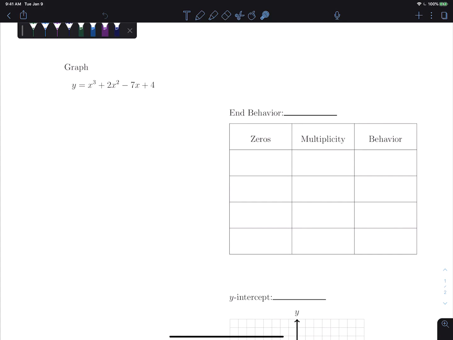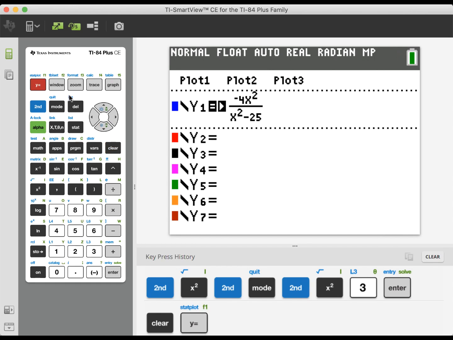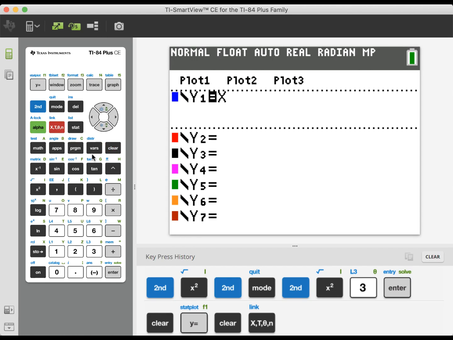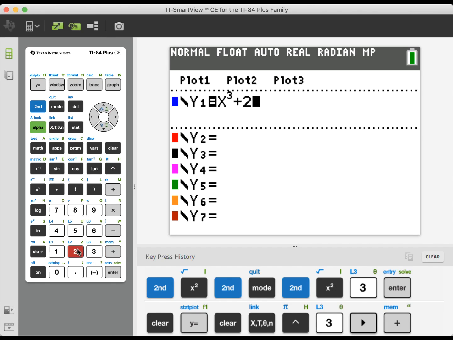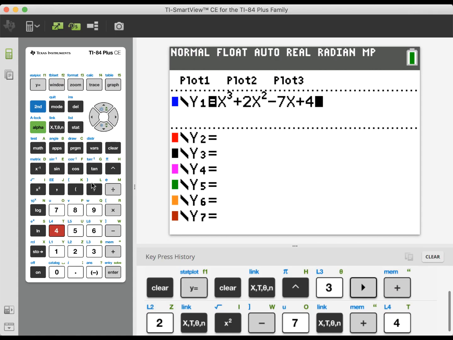I'll see you there. Alrighty, welcome back to the calculator. Let's go into y equals, clear anything that happens to be there. Okay, on y1, let's type in the function x cubed, so just x caret 3, right arrow, plus 2x squared, minus 7x plus 4. Awesome.